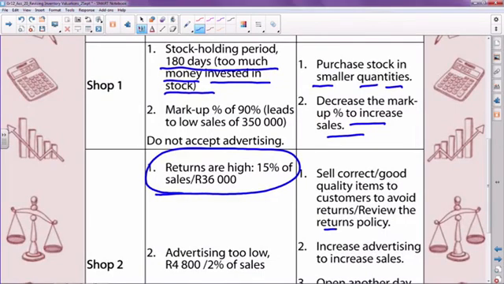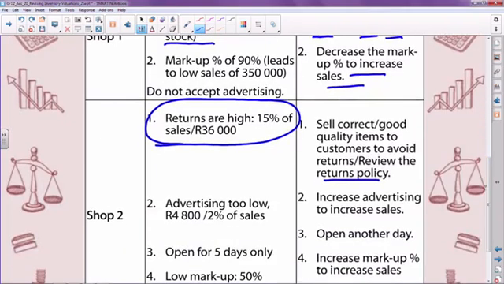Review the returns policy. Maybe your customers are just taking things for granted and they're just buying stock and bringing it back. So have a look at the overall policy to see whether it can be reviewed, and maybe the problem may be with you, with the fact that the quality of goods that you are supplying is of inferior quality, or whatever the problem may be. So check that out, work on the quality of your goods, and also check your returns policy. Right, what about advertising?